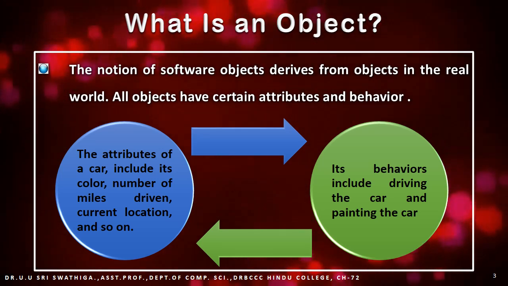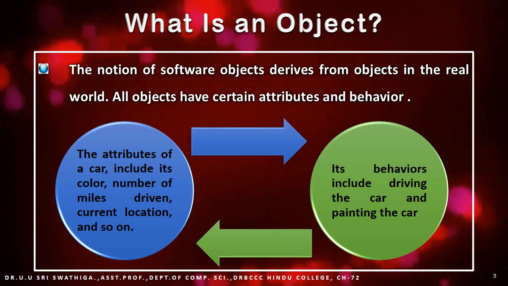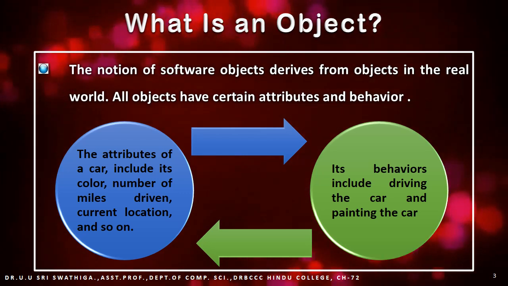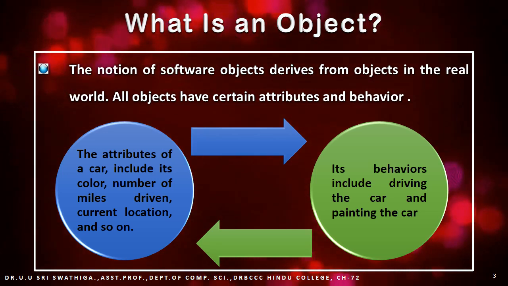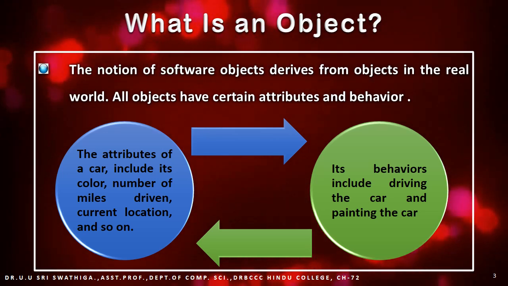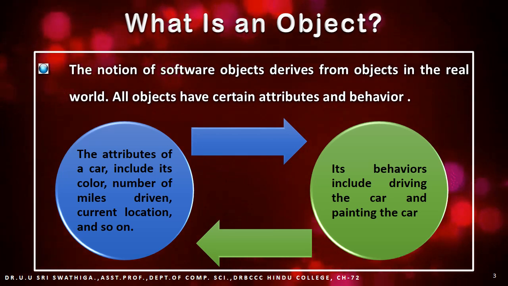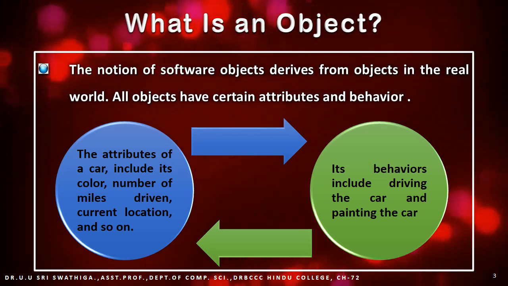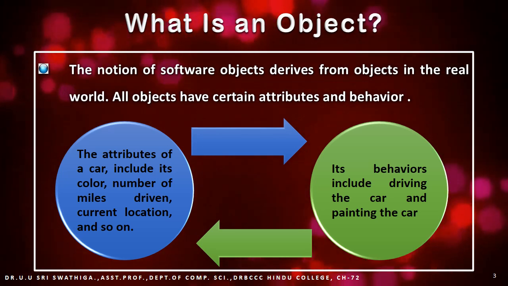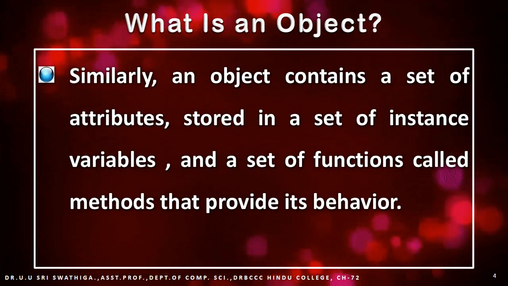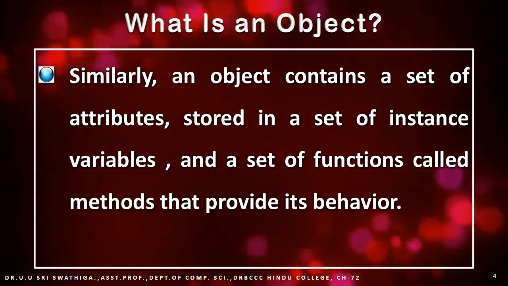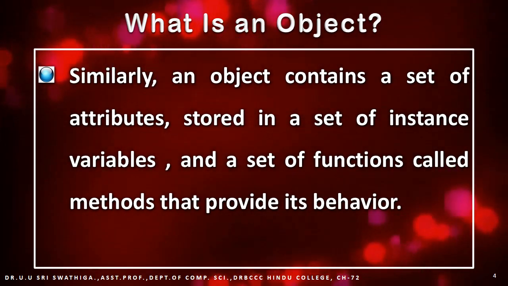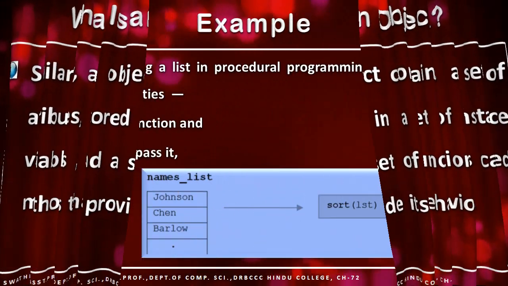All objects have certain attributes and behavior. The attributes of a car, for example, include its color, number of miles driven, current location, and so on. Its behaviors include driving the car, changing the number of miles driven attribute, and painting the car, changing its color attribute. What is an object? An object contains a set of attributes, stored in a set of instance variables, and a set of functions called methods that provide its behavior.